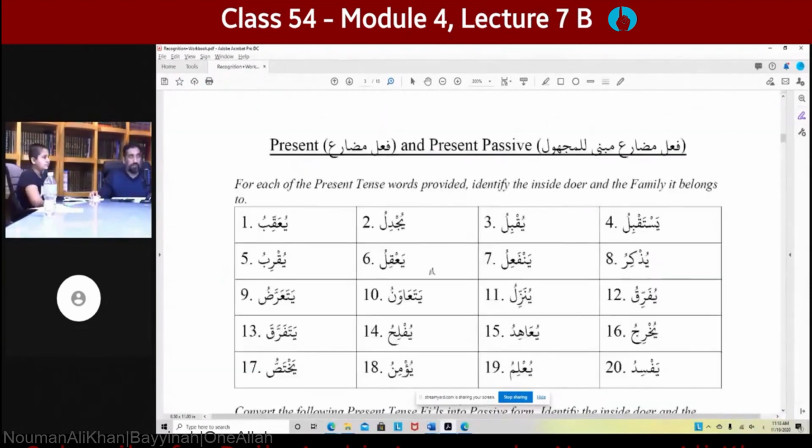Okay, madi, mudari', and masdar, one to eight. Go on. Work on it on your own, and I'll check on you in four minutes. You can help each other.